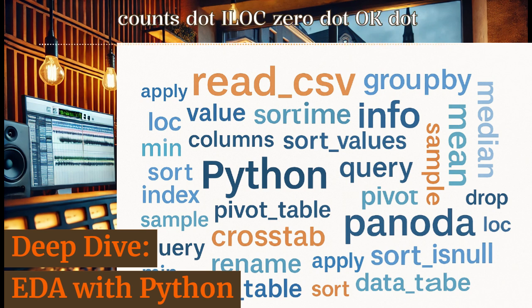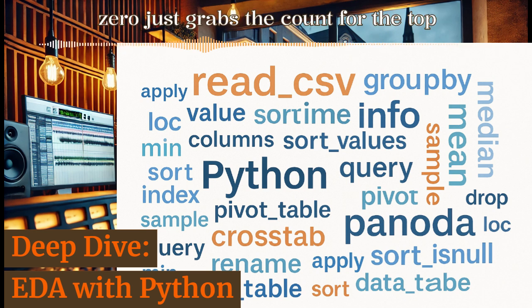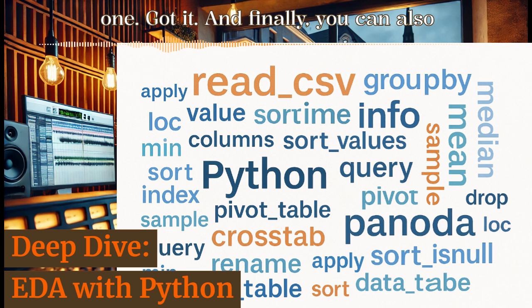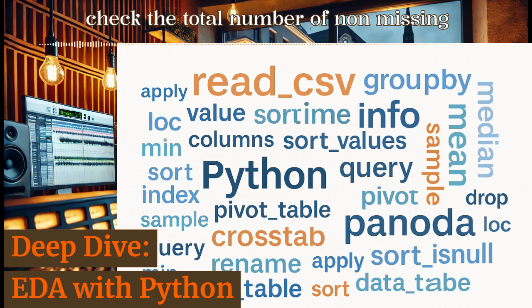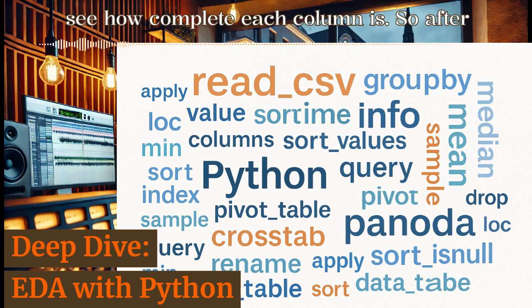value_counts().iloc[0]. Okay, value_counts gives you the counts of all unique values, and .iloc[0] just grabs the count for the top one. Got it. And finally, you can also check the total number of non-missing entries in a column using .count(), another way to see how complete each column is.